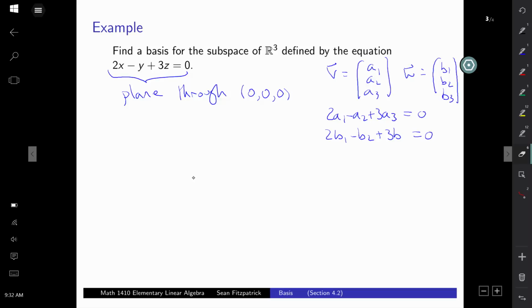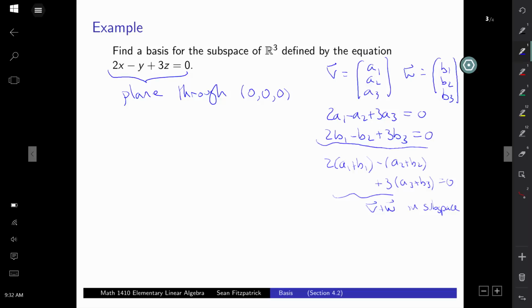And if you take two vectors of this form and you add them together, if you add these equations, you can see that 2(a1 + b1) minus (a2 + b2) plus 3(a3 + b3) equals 0. And so what are these numbers? a1 plus b1, a2 plus b2, a3 plus b3. That tells me that v plus w is in the subspace. And then you could do a similar argument for the scalar multiplication.